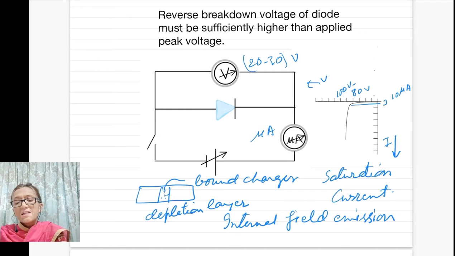Now these bound charges, after gaining sufficient energy due to such a high reverse bias voltage, break down. Bound charges generally do not flow. They do not flow. The flowing charges are mobile charges. But gaining such a high potential and electric field, they break down, and suddenly a very high magnitude of current starts flowing at a particular voltage. This voltage is called the breakdown voltage.